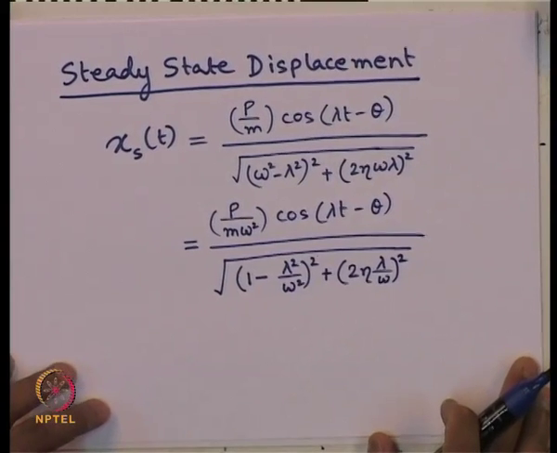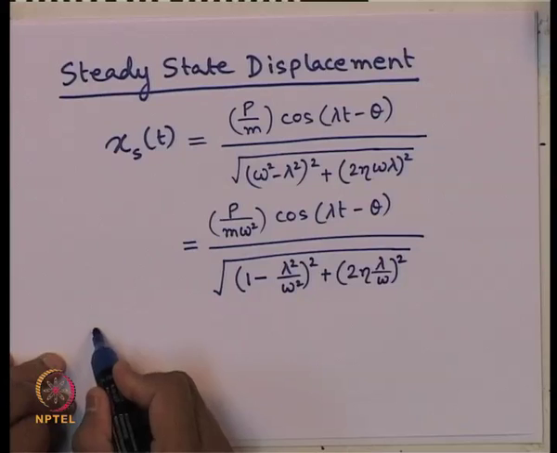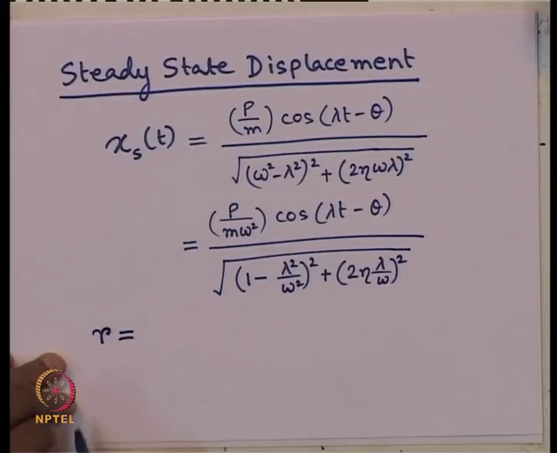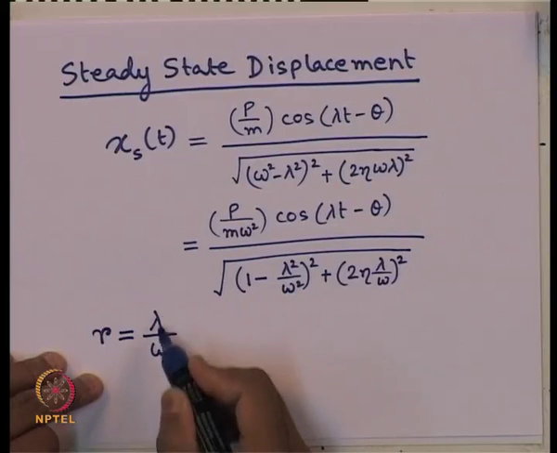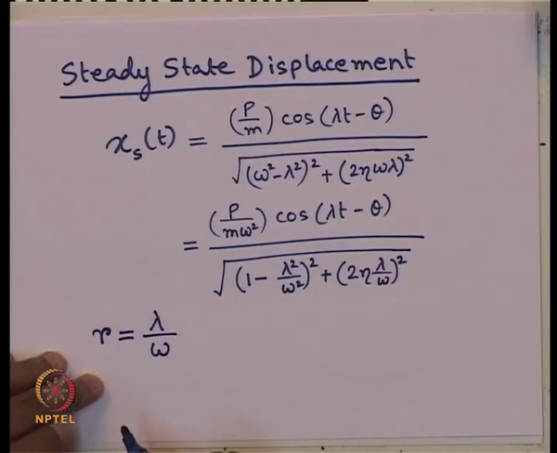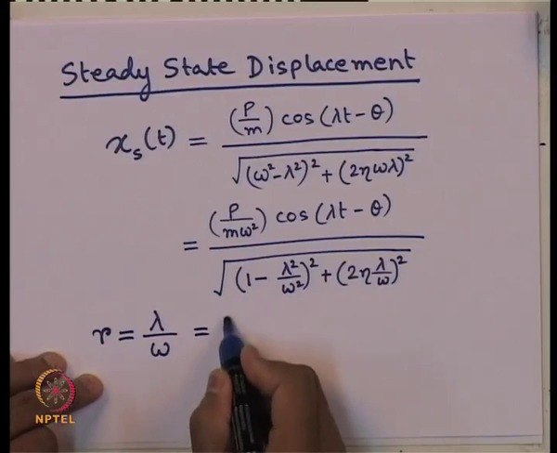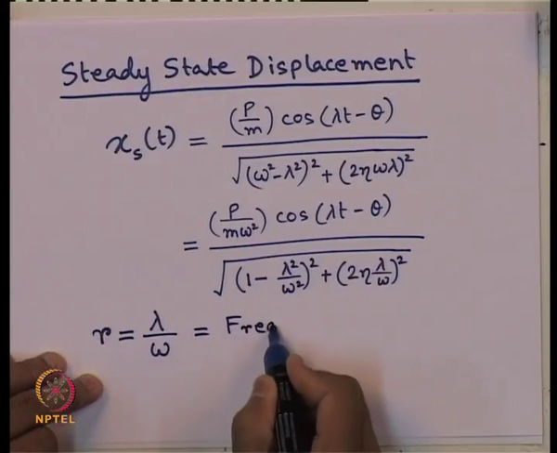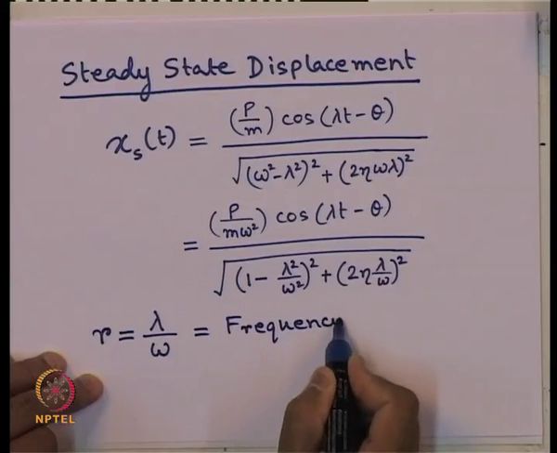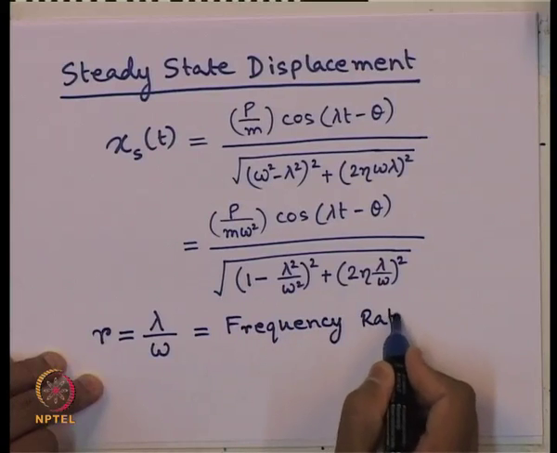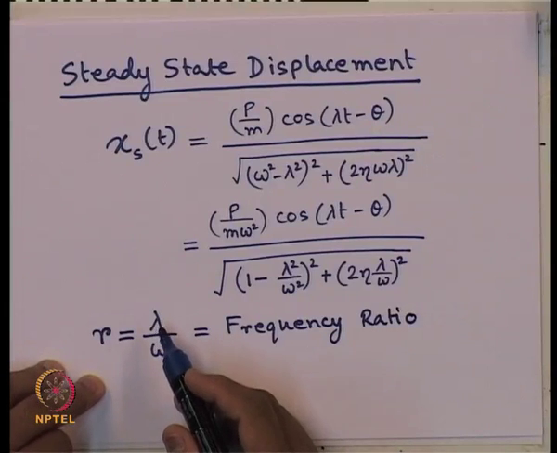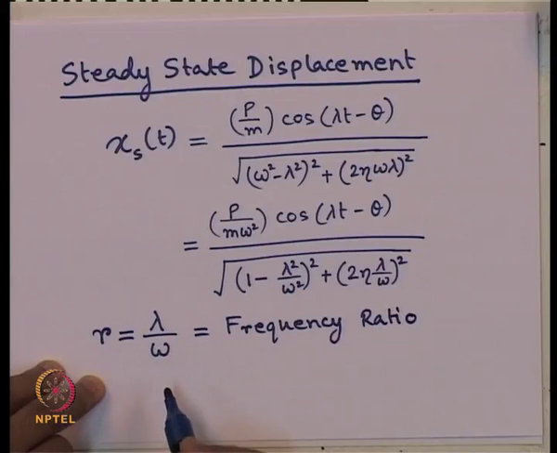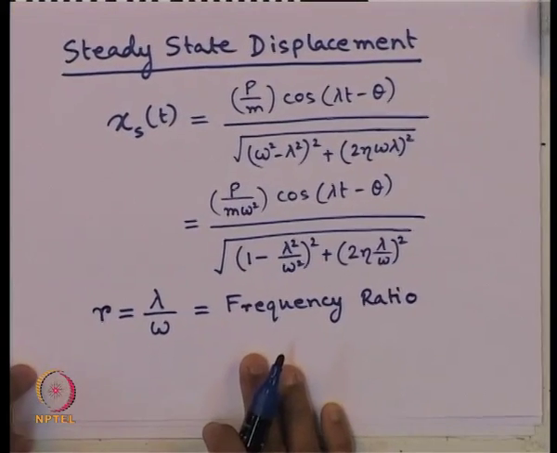Now, let us define one parameter R. What is R? R is the ratio of the external frequency to the natural frequency of the system, which is known as frequency ratio. So, R is called frequency ratio. It is defined as the ratio of the applied external frequency to the natural frequency of the system.